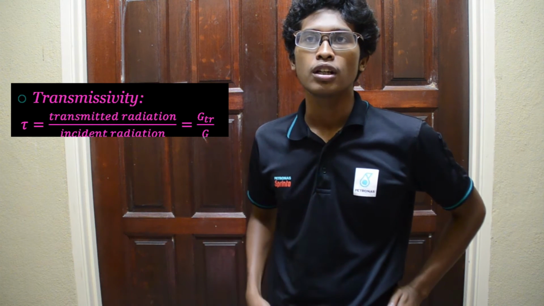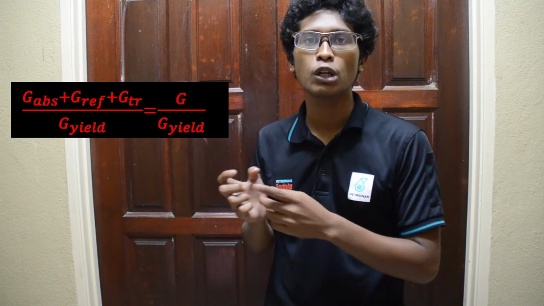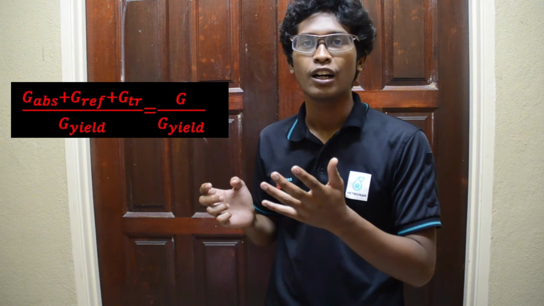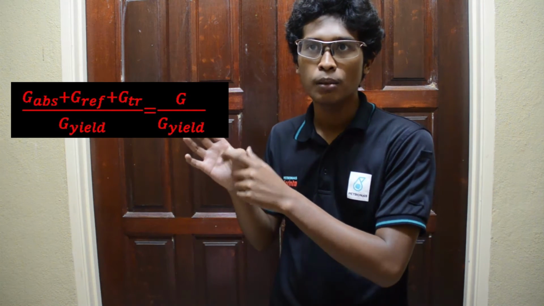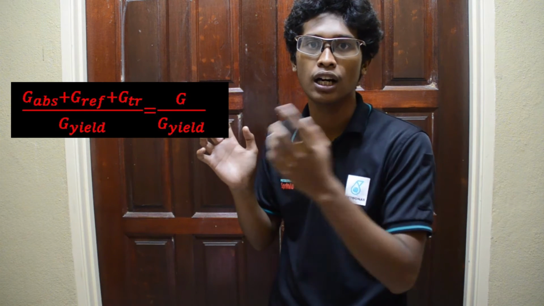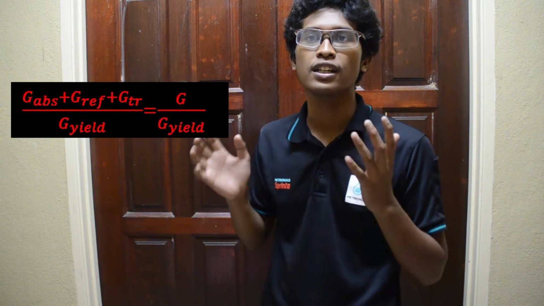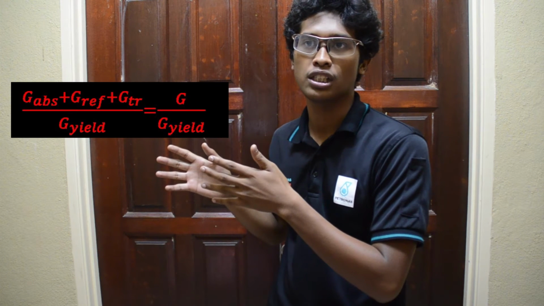For the next one, the total radiation formula. Okay, G absorptivity plus G reflectivity plus G transmissivity equals G incident equals G. Don't be confused with the G. G means radiation. Okay, so absorptivity plus reflectivity plus transmissivity will give us the total radiation.